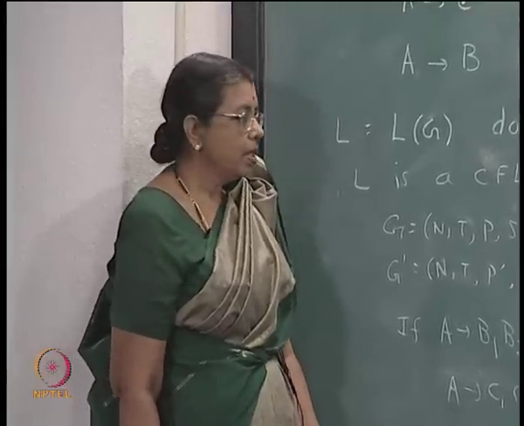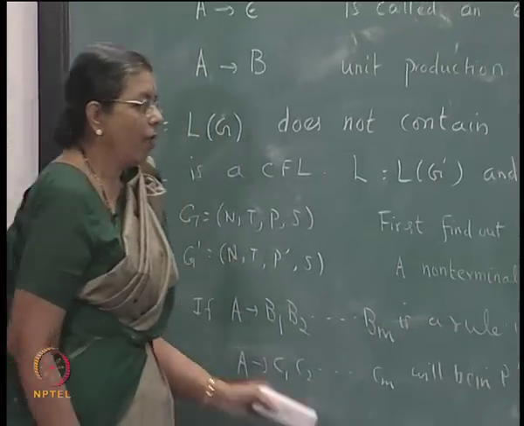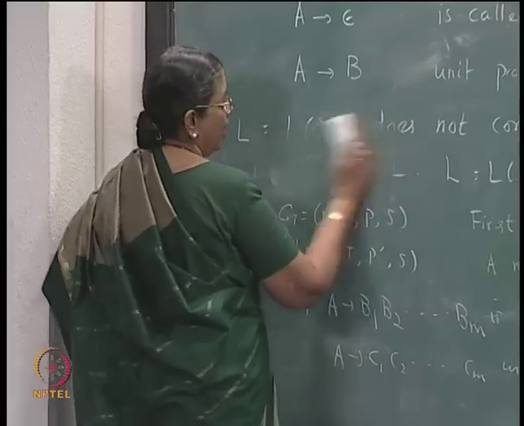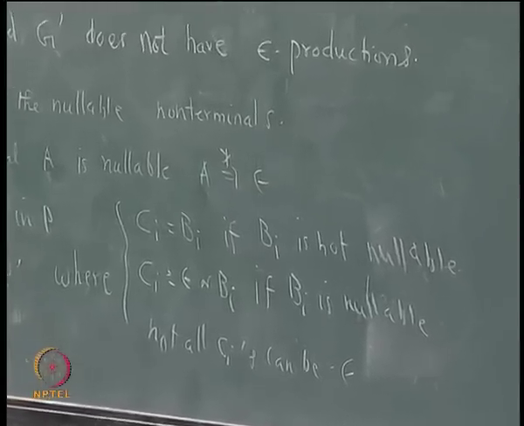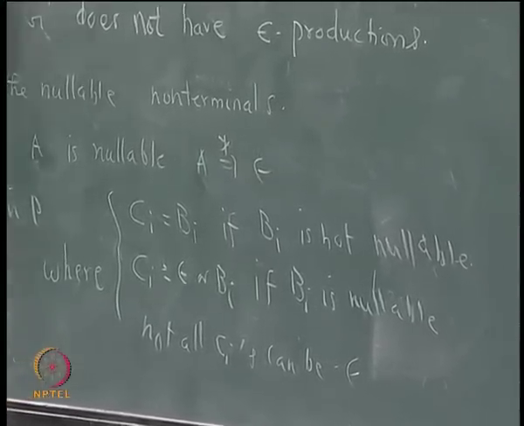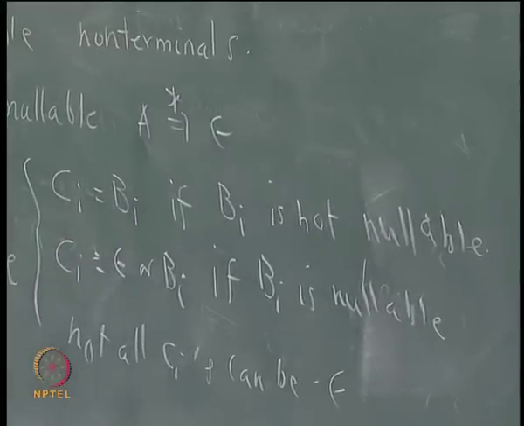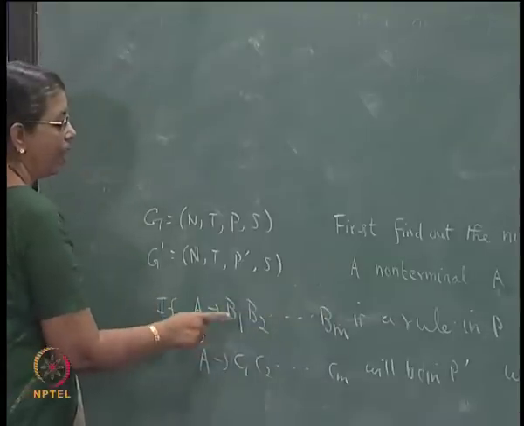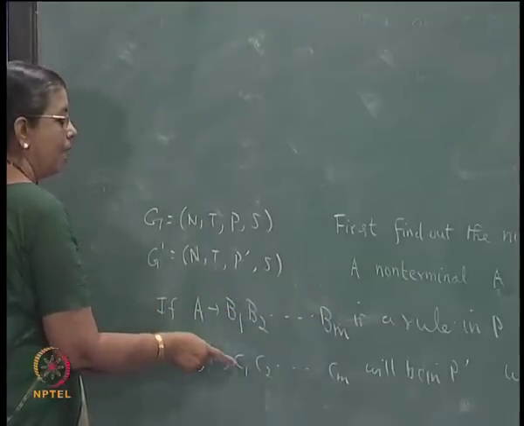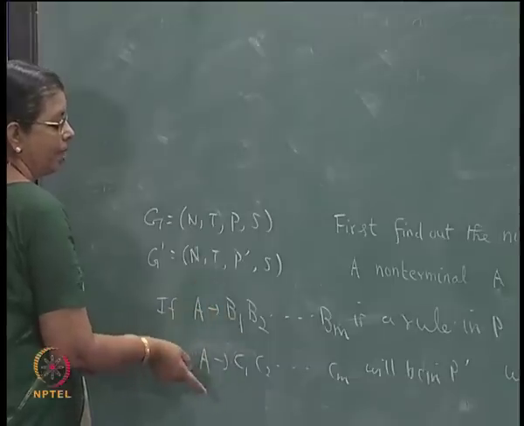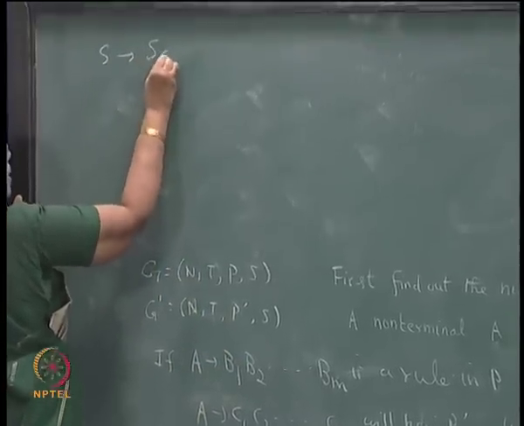So, what you do is, first you find out the nullable non-terminals, then for the rules, each one you take from P, if the rule is of this form, if it is a non-terminal which is not nullable, you keep it, if it is a terminal you keep it. But if it is a nullable non-terminal, you have two possibilities, either you can keep it or you can remove it. Take for example, this simple grammar.